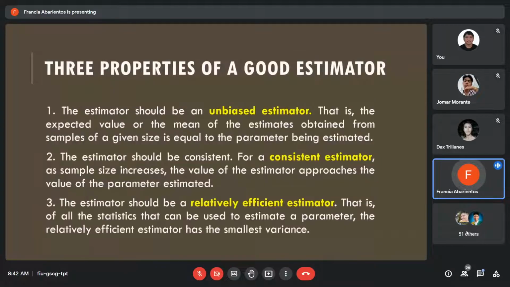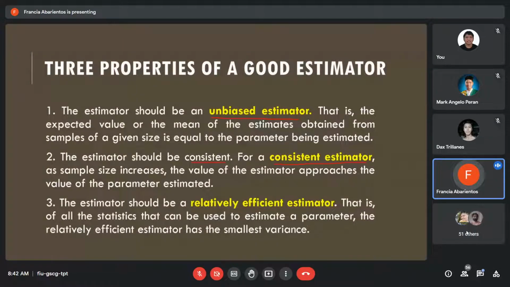So what are the qualities or the properties of a good estimator? We have this. Yeah, we'll just read this. So the estimator should be an unbiased estimator. Why? Because the expected value or the mean of the estimates obtained from the samples of a given size is equal to the parameter being stated. Yan. Unbiased dapat. The second one, the estimator should be consistent. Yan. For a consistent estimator, as sample size increases, the value of the estimator approaches the value of the parameter estimated. So we need to be a consistent estimator.